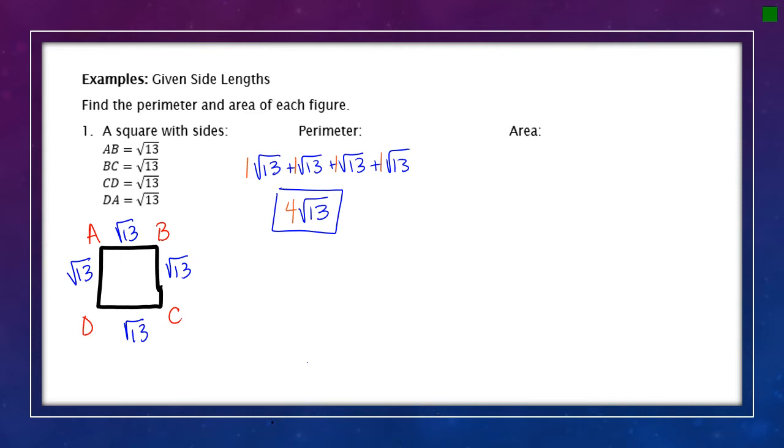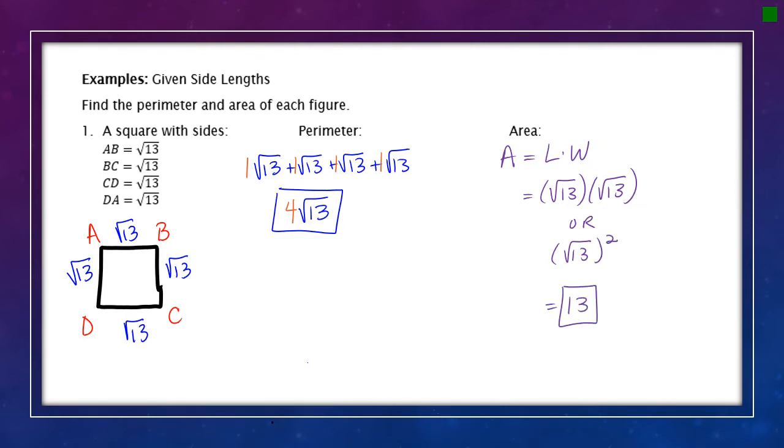For the area, the formula for a square is length times width. In this case, the length and width are the same. They're both the square root of 13. So you could write it out like this, or that's the same thing as the square root of 13 squared. Either way, your answer is just 13 because the square and the square root cancel each other out.